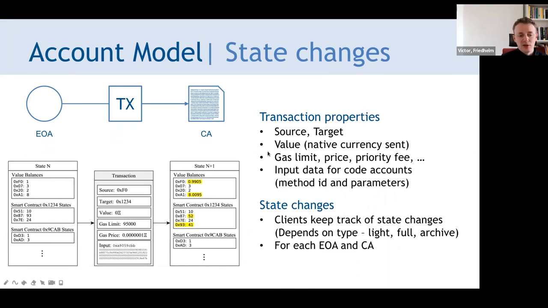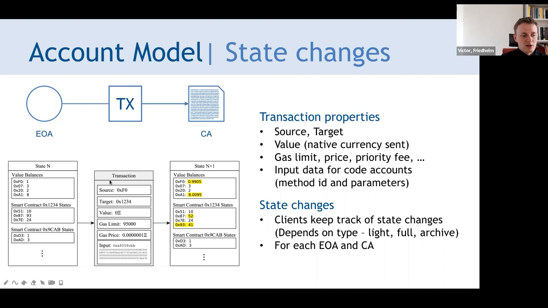And it usually needs to pay for some transaction costs, so the network fees that the miners can earn. And these are specified by a combination of gas limit, price, priority fee, and so on. Too much to go into. All of that you can read in the yellow paper, for example. And then it can have some input data for the function that it calls. And so I've visualized this on the bottom left here. In the middle, we have this transaction with all of these properties that I've just mentioned.